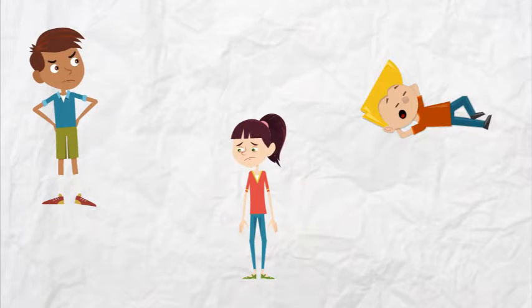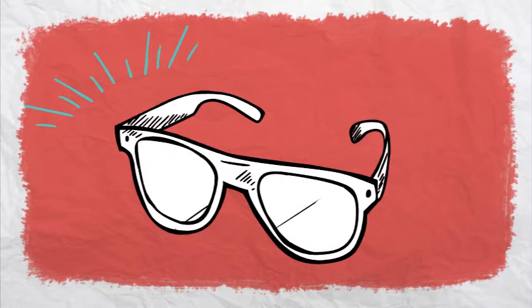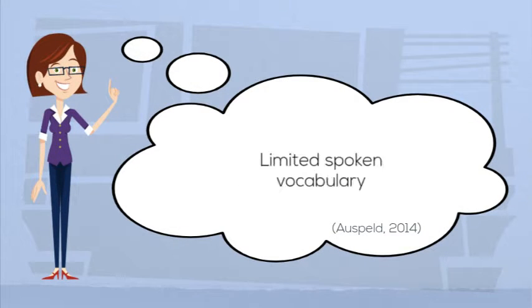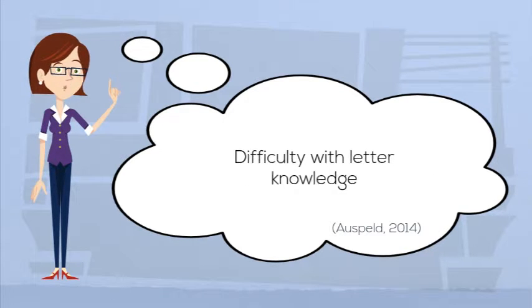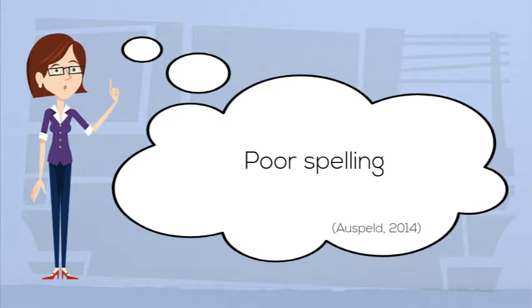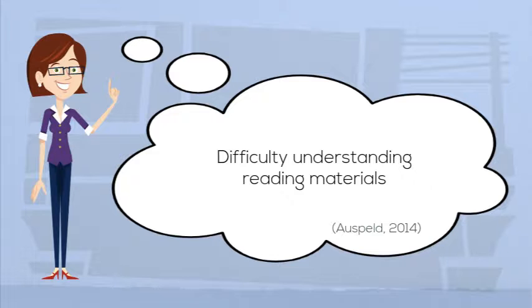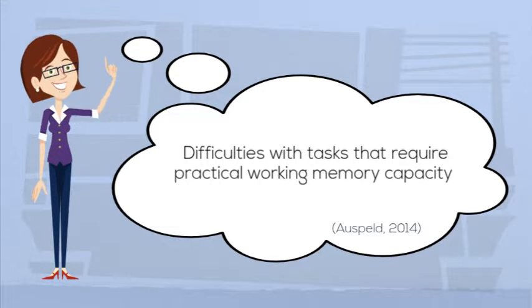Whilst in the classroom, early years teachers can identify students with a possible reading difficulty by observing signs such as delayed speech and language development, limited spoken vocabulary, poor understanding of letter-sound relationships, difficulty with letter knowledge, slow and inaccurate word decoding, poor spelling, inability to read nonsense words, difficulty understanding reading materials, and difficulties with tasks that require practical working memory capacity such as following instructions or remembering sequences.